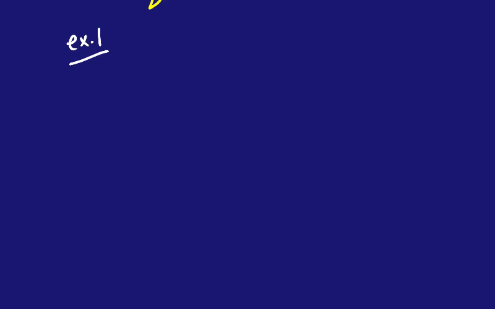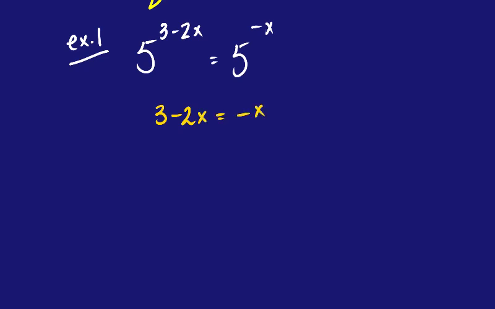The first one, we've got 5 to the 3 minus 2x equals 5 to the negative x. So the first question you ask yourself is, are the bases the same? And the answer is yes. And so I'm going to set the exponents equal to each other. Don't worry about the 5's. We're just concerned, when does 3 minus 2x equal negative x? We have a linear equation, we can just solve it. So plus 2x, and I'll have 3 equals x. So our answer is just going to be x equals 3, and that's it.